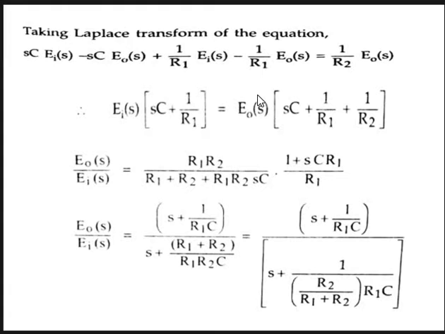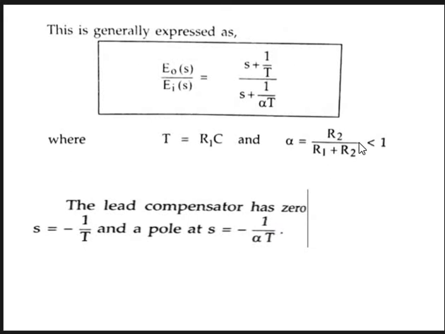So we want to write the transfer function, output by input, so that we can take ei of s terms common and e naught of s terms common. Finally we can rearrange this equation as E naught of S by EI of S, that is equal to this one. E naught of S by EI of S is further modified like this. Finally it can be written in the form of poles and zeros.